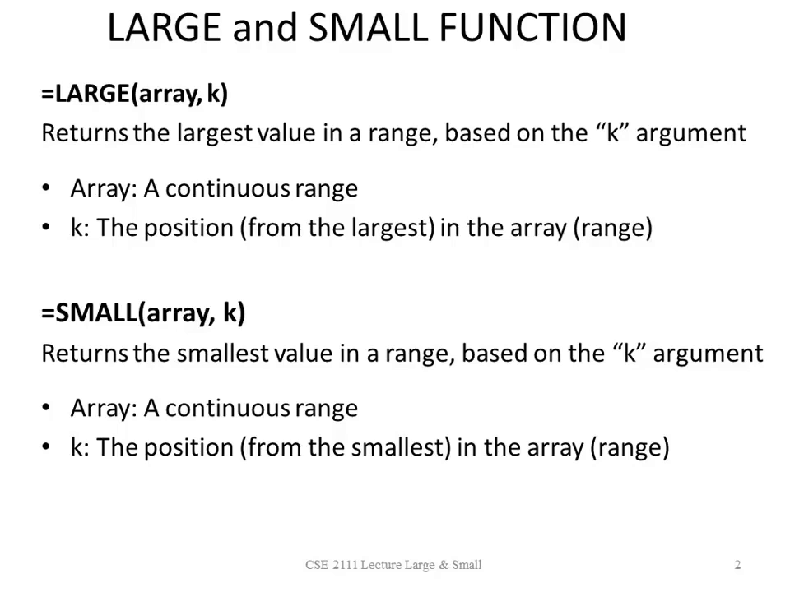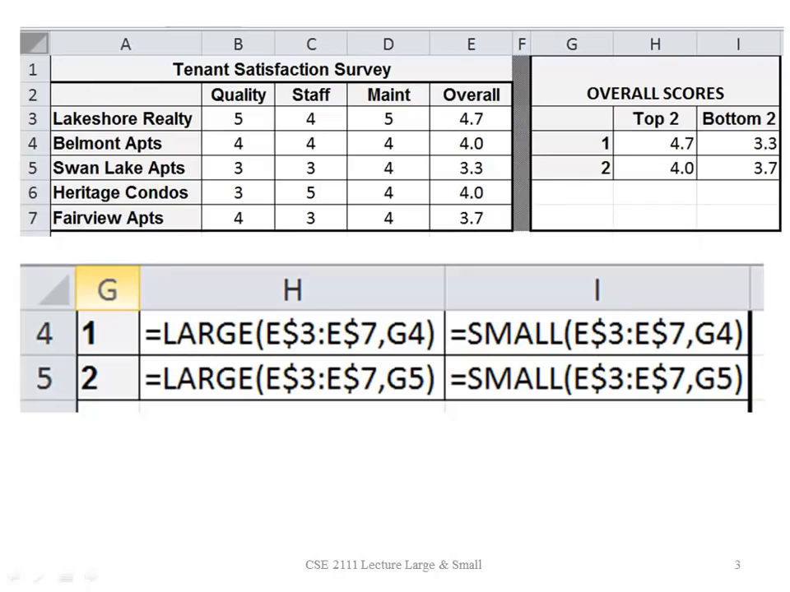The SMALL function returns the smallest value in a range based on the k argument. The array is a continuous range, and k is the position from the smallest in the array, or range. Let's take a look at an example.